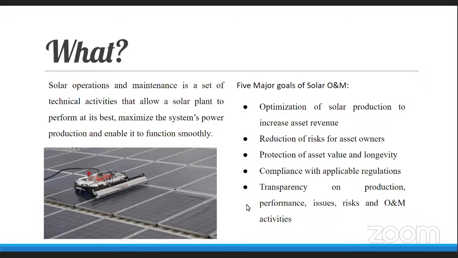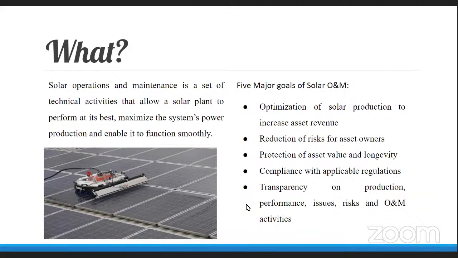The fourth is compliance with applicable regulations. So it becomes very important if the plant is of utility scale, as we are seeing many plants spring up all over India, from Gujarat to Tamil Nadu to Hyderabad to UP. And the fifth and most important goal is the transparency of production performance issues, risk, and O&M activities. As service providers, we want transparency between the service provider, the generator that we have predicted, and the owner who is using the product.